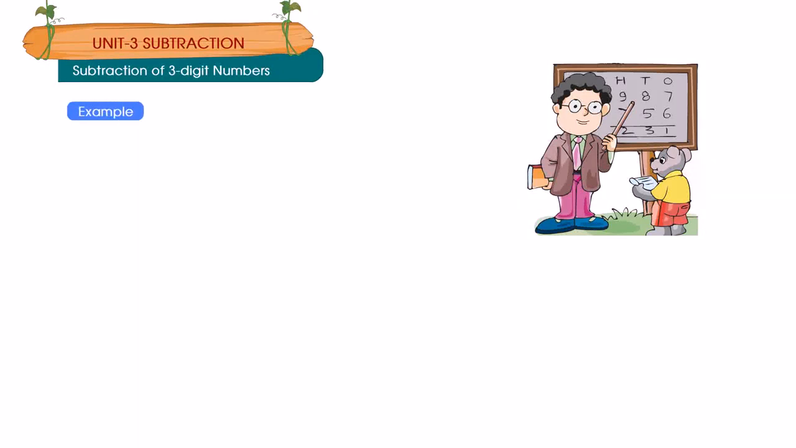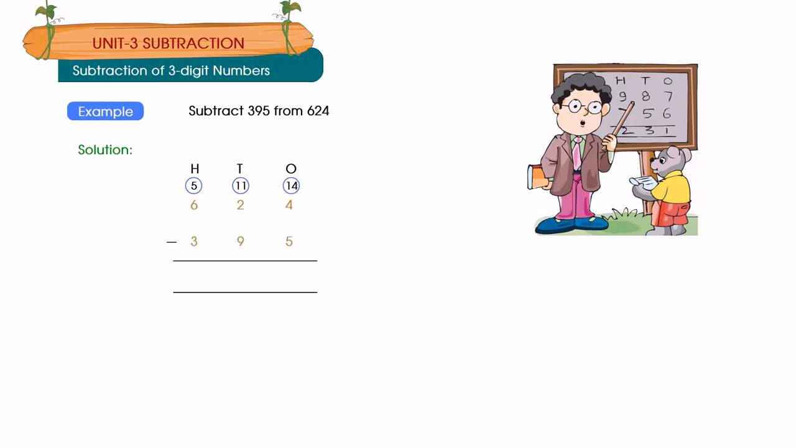Example: subtract 395 from 624. Solution: hence 624 minus 395 is equal to 229.